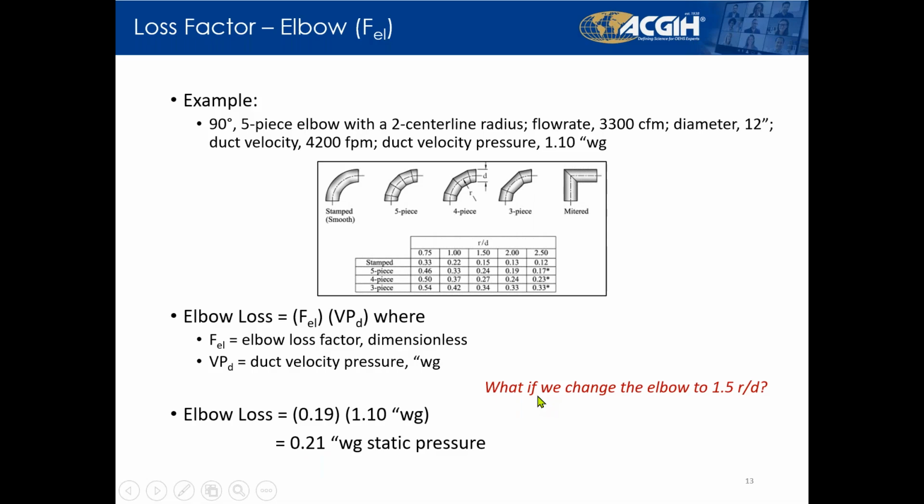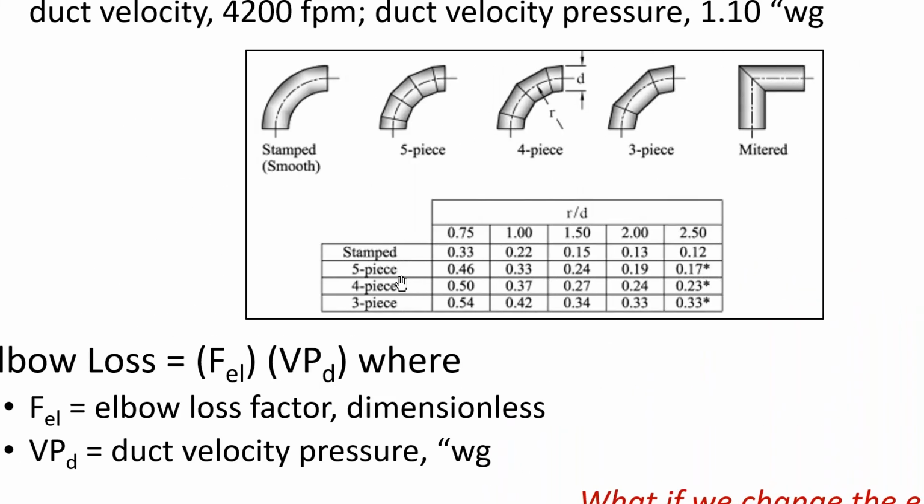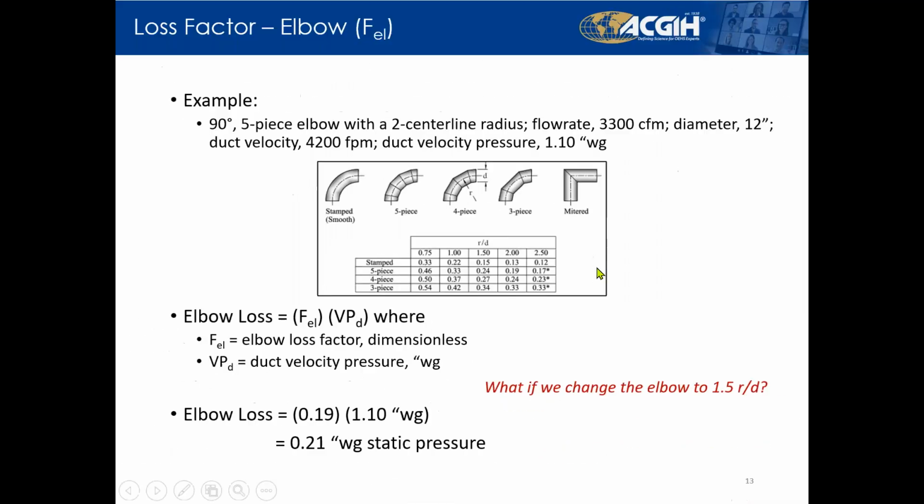Now, what if we change the elbows to a 1.5 centerline radius? If we change our elbow to 1.5 centerline radius, we still have our 5-piece elbow. This 0.19 factor changes to a 0.24, and we use a 0.24 in this calculation, and our elbow loss is recalculated based on a 0.24 times a 1.1. Very simple, very easy process.